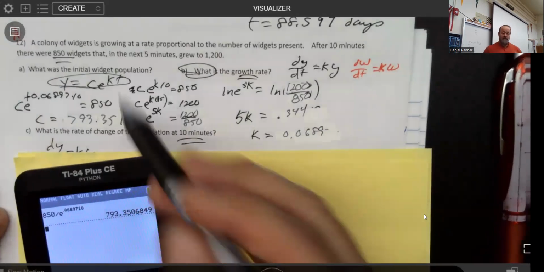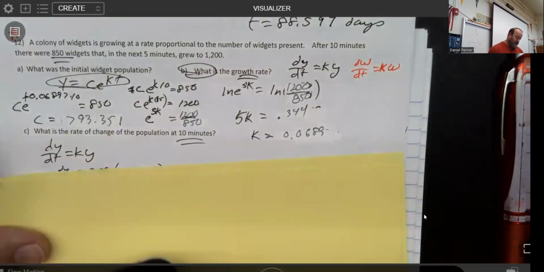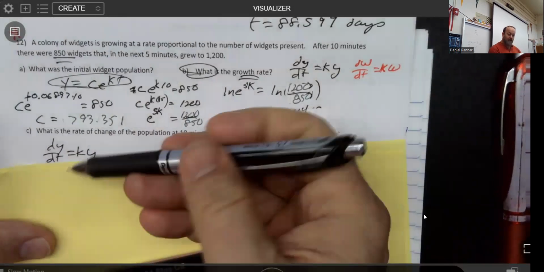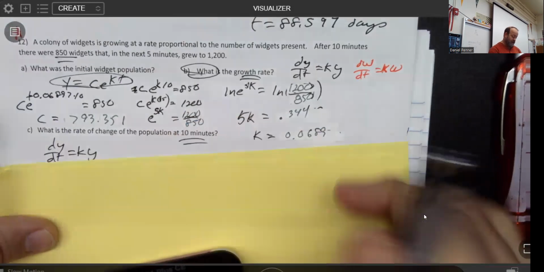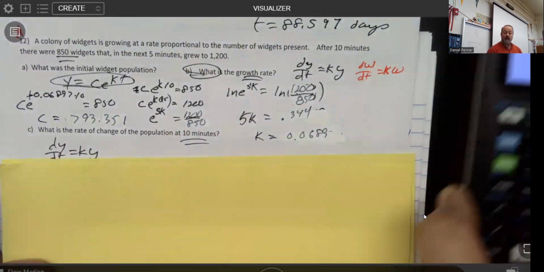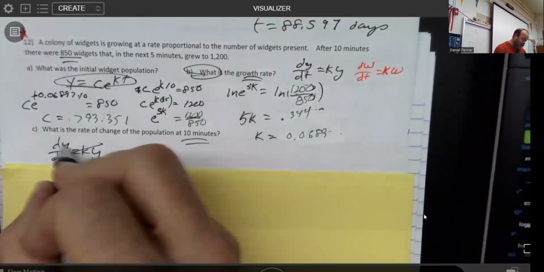Now, what we could do if we wanted is we have C, we have K, we have T. It says, what is the rate of change of the population? That says, take the derivative and plug in 10. And I could totally do that. But it would be a waste of time because I know something else. I know that the rate of change of the widget population, dy/dt or dw/dt, equals k times y or w. That's the given statement. It actually says that in the story. In fact, I think I'm going to go ahead and do it that way.